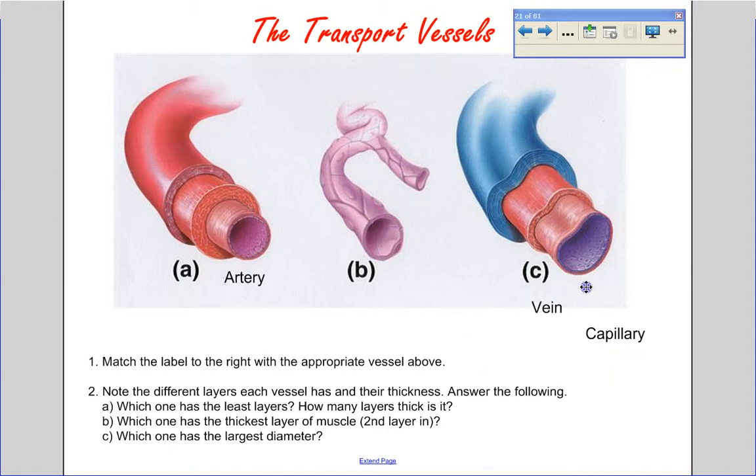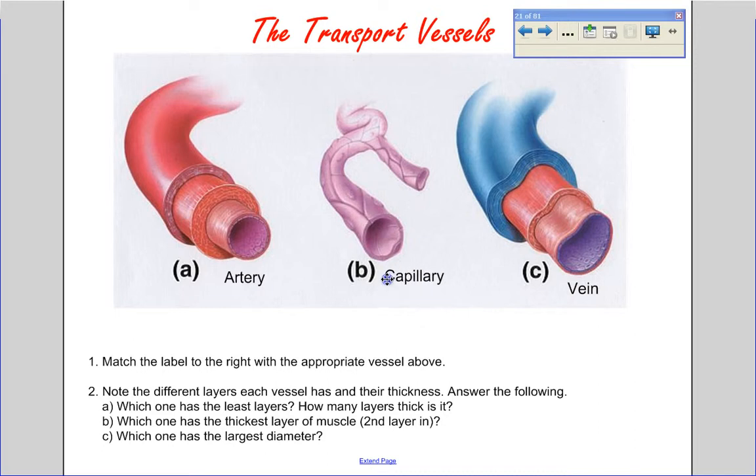And so this one is the vein. It's also 3 layers thick. But the muscular layer is much thinner in a vein, and a vein has a wider diameter. So that's a wider opening than an artery.